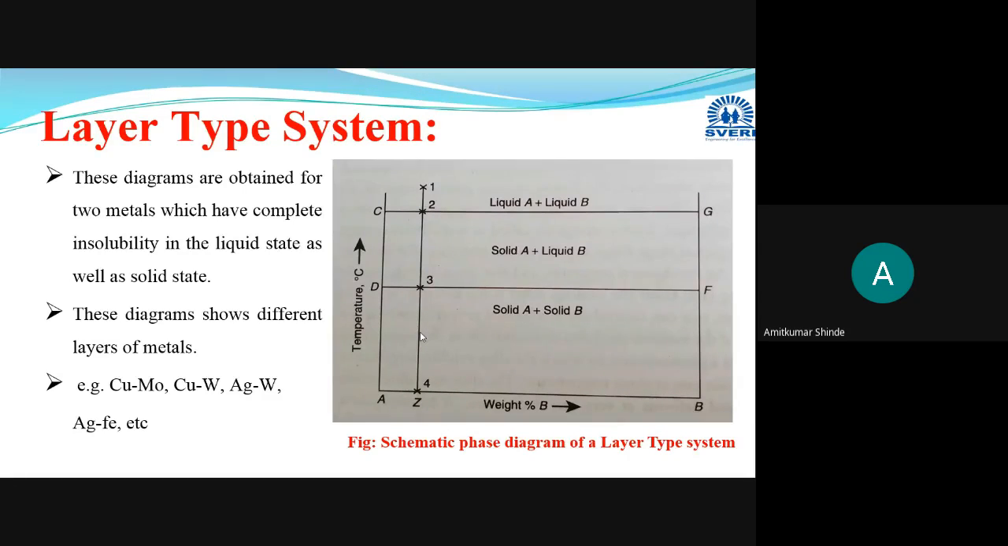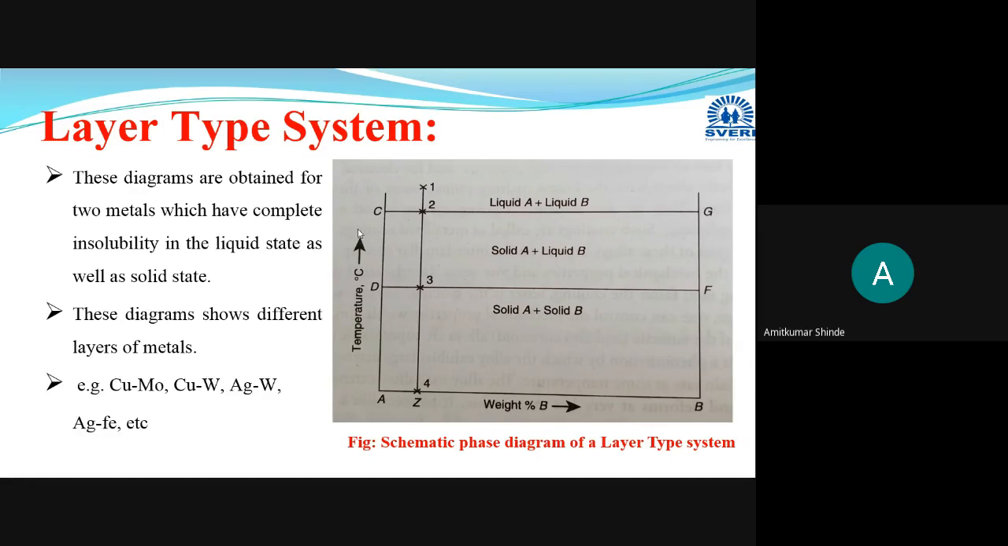That type of structure will be termed a layer type of structure. Due to this, the name is given as a layer type system. Now the phase diagram for the layer type system will be like this. It is clearly visible on your screen.